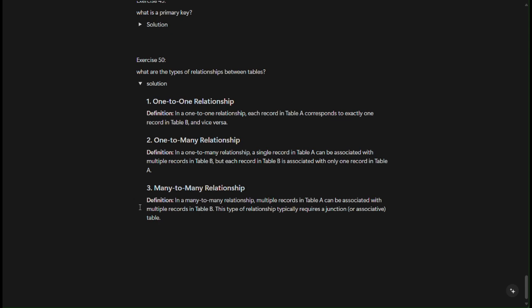Many-to-many: multiple records in table A can be associated with multiple records in table B. This type of relationship typically requires a junction or associative table. These are the three types of relationships between tables.